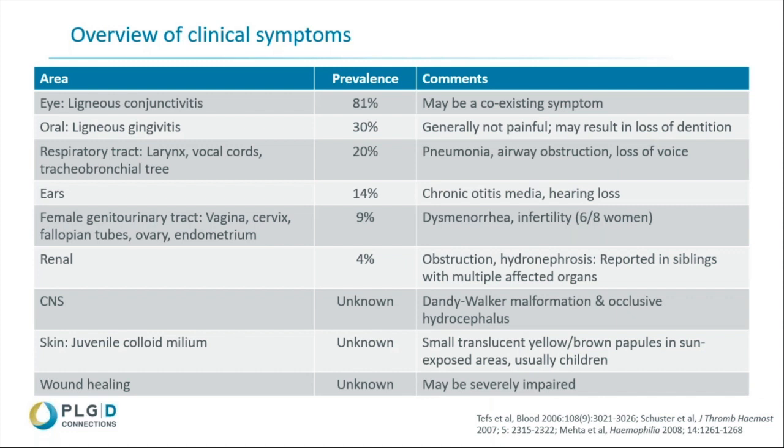The eyes are the most commonly affected organ, and ligneous conjunctivitis accounts for about 80% of the clinical presentations. This is followed by oral cavity involvement, mainly ligneous gingivitis, the respiratory tract, including larynx, vocal cords, and the tracheobronchial tree, then the ears and the female genitourinary tract. Less common are the renal system, CNS, and skin, although again, involvement may result in significant impairment.